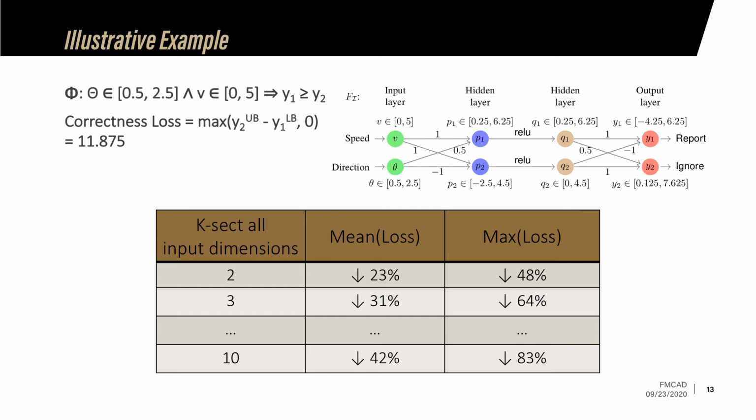If we split the input abstractions into 10 pieces along every input dimension, which is 100 pieces afterwards, then the average of the correctness loss will decrease by 42%, while the maximum of the correctness loss in the resulting pieces will decrease by 83%.